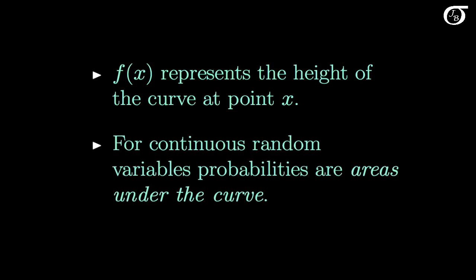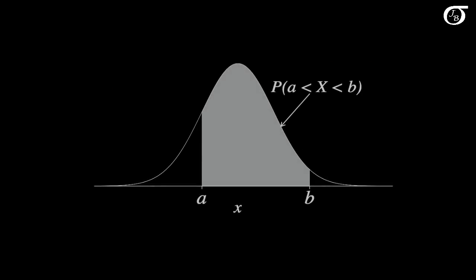An important notion is that for continuous random variables, probabilities are areas under the curve. Here's a continuous probability distribution for a random variable x, and the height of the curve is represented by f of x. And the probability the random variable x falls in between two values a and b is simply the area under the curve between a and b.